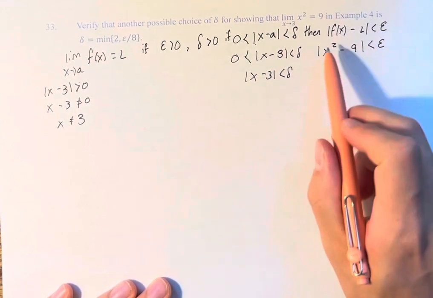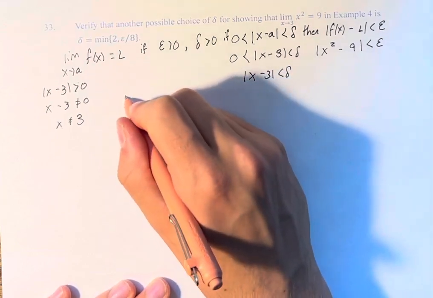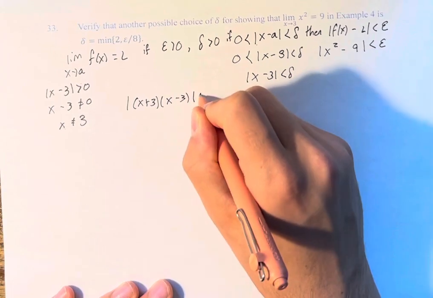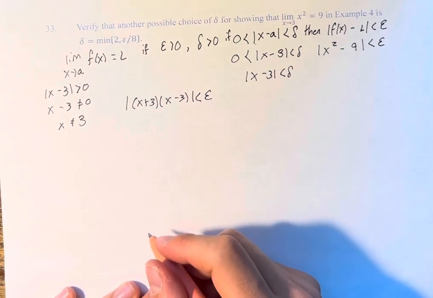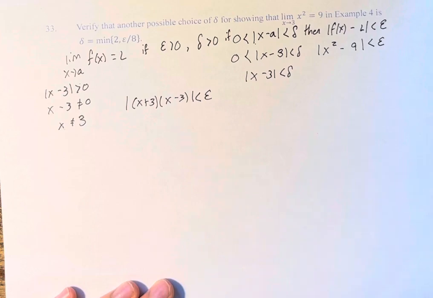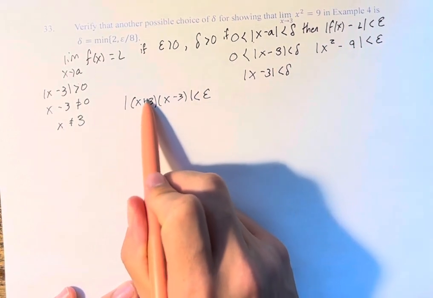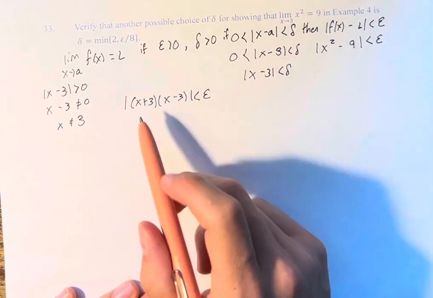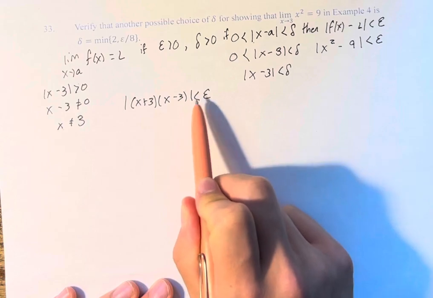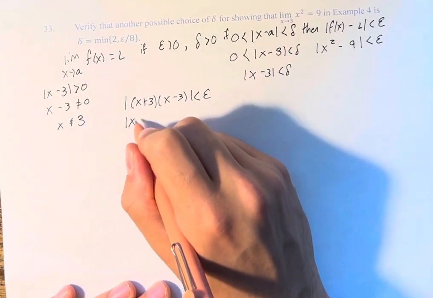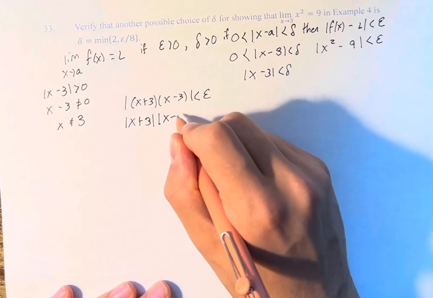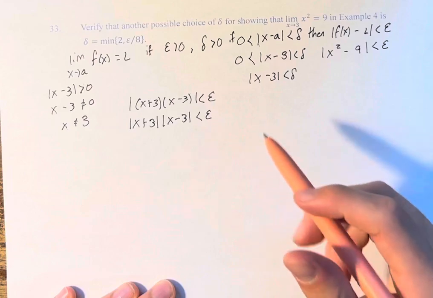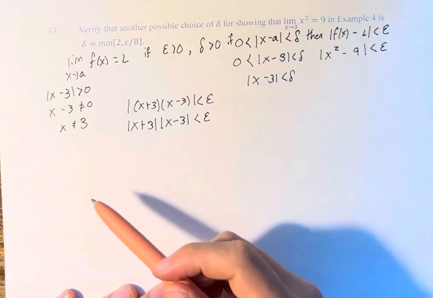We can also say that if the absolute value of x squared minus 9 is less than epsilon, that is the absolute value of x plus 3 times x minus 3 is less than epsilon. We can say this because this is the difference of two squares, so you add the two things that are being squared, and then you subtract them, and then you multiply those together. This is equal to the absolute value of x plus 3 times the absolute value of x minus 3, and this is less than epsilon. And what we want to do is have a relationship between delta and epsilon.